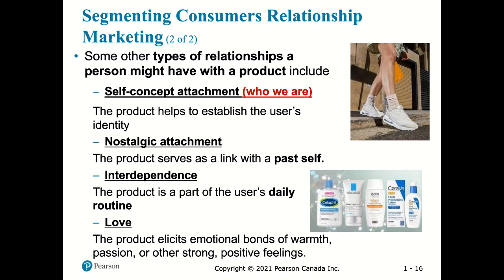Interdependence: the product is a part of the user's daily routine. At the time when you take a shower, and after that, you definitely need some product, maybe one of them, or some similar kind of product. You need oil, you need a comb on a daily basis, maybe toilet paper, or a toothbrush or toothpaste. It means that you are dependent on that. So, interdependent.